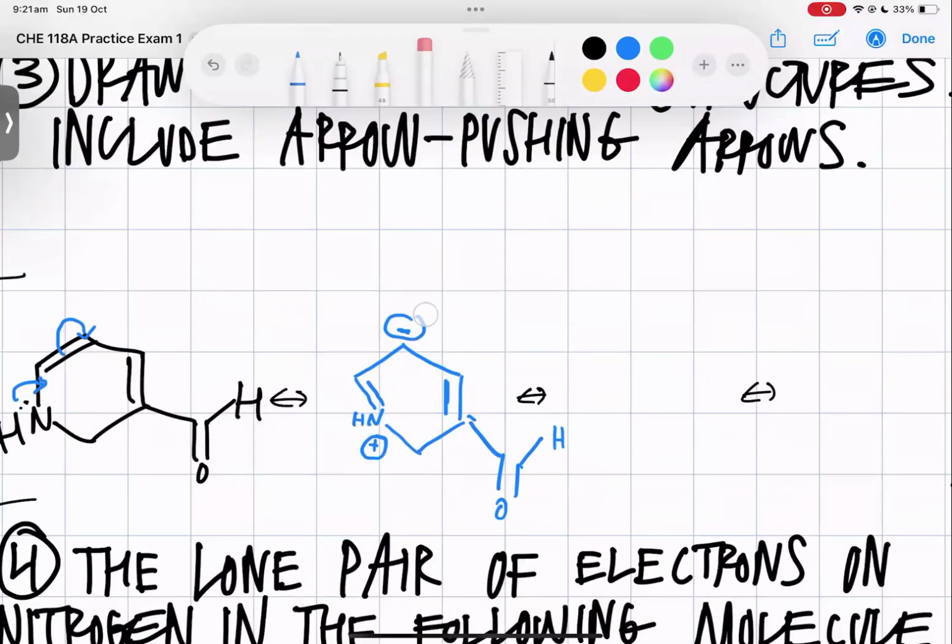Which I was planning to do, an arrow from the negative charge, and then the pair of electrons that are in the double bond in the resonance structure, move that out and make it a negative charge on the carbon on the bottom. Yes, let's do that.